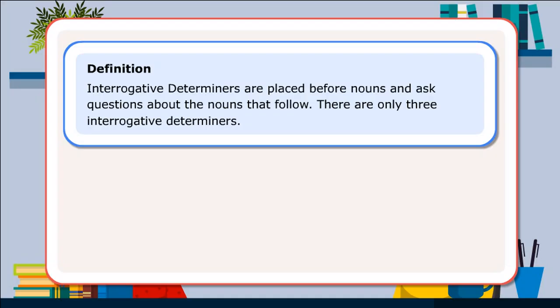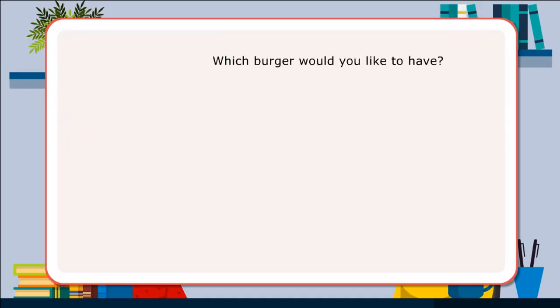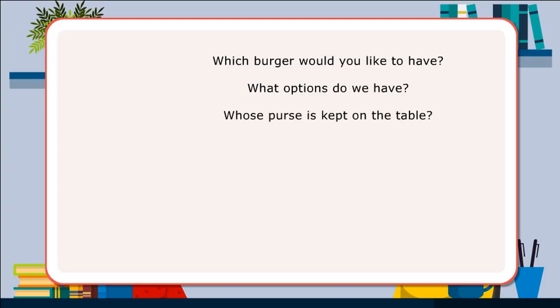Let us look at a few sentences. Which burger would you like to have? What options do we have? Whose purse is kept on the table?